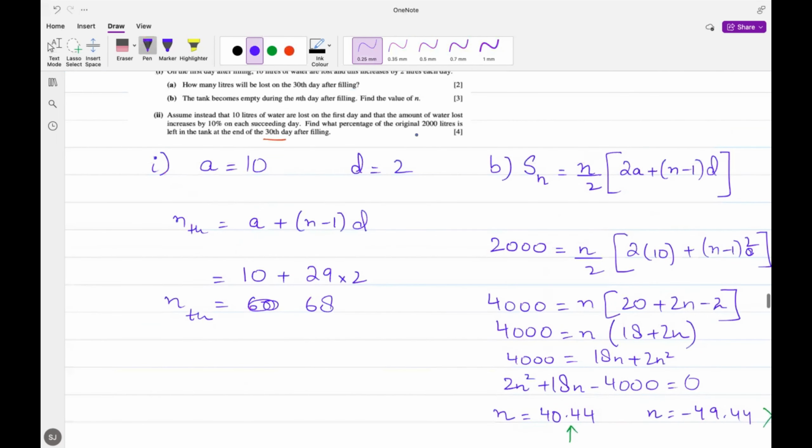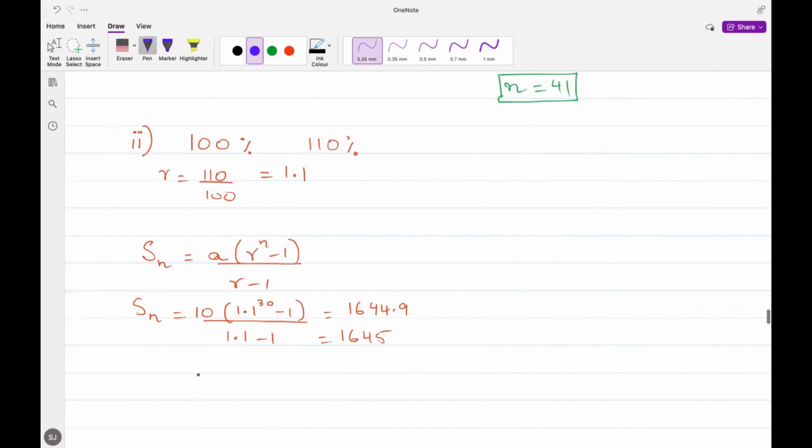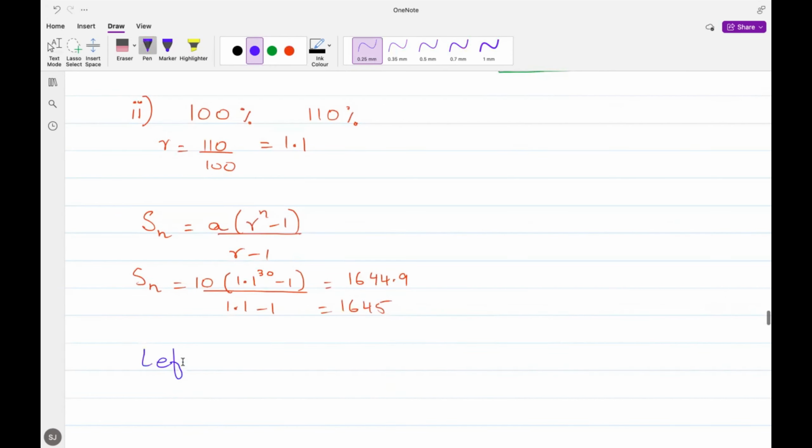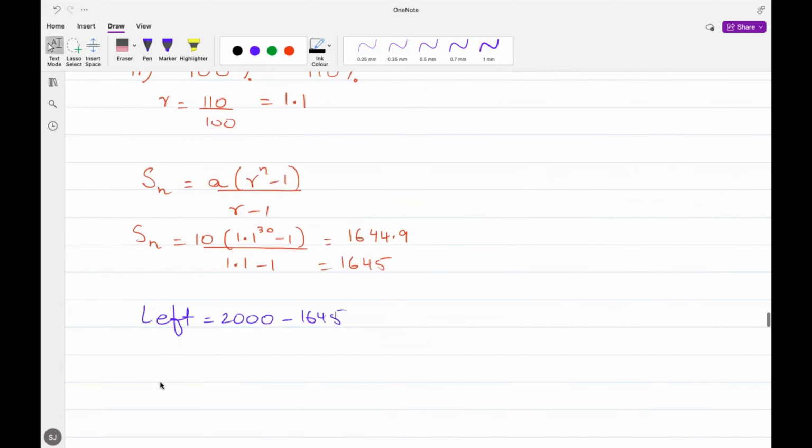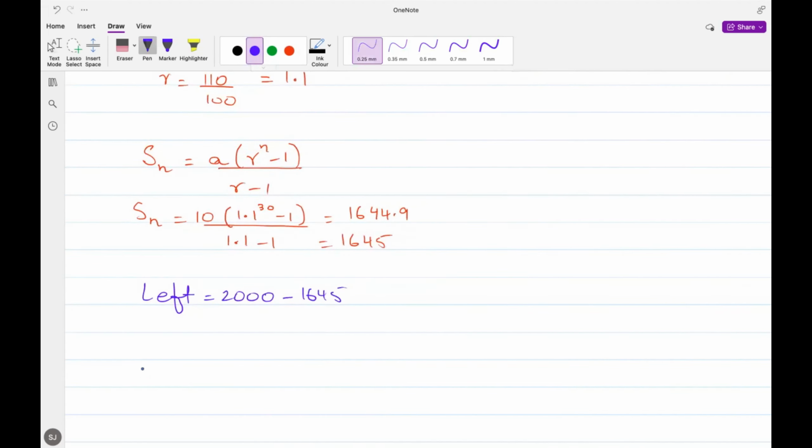And now we have to find the percentage of the original 2000 liters that is left in the tank. So the amount of water left will be 2000 minus 1645, which is equal to 355. Finding the percentage, we will write it as 355 divided by 2000 times 100. The final answer will be 17.75%.